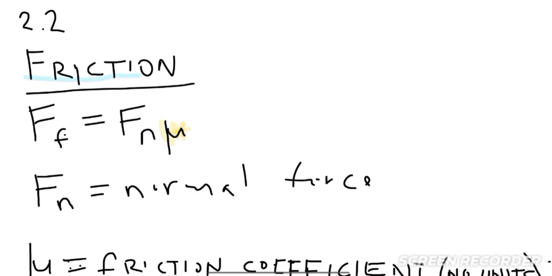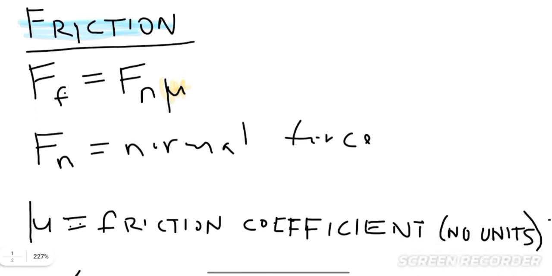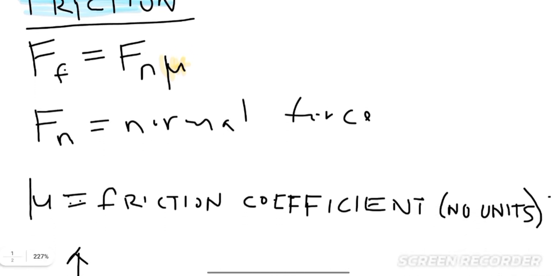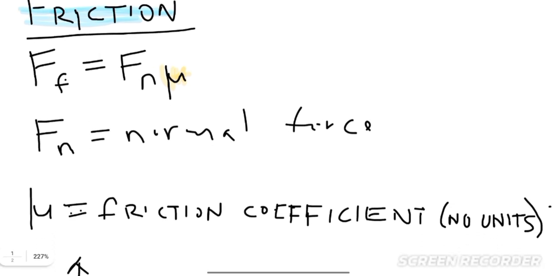So we're in 2.2, we're talking about friction. 2.1 I will have covered in class by the time you see this video. So friction is written as F sub F, and that's equal to the normal force times the friction coefficient. And you might be thinking, well, what are those things? He hasn't even covered them yet. Well, I'm doing this deliberately in this order. So the normal force times the friction coefficient.